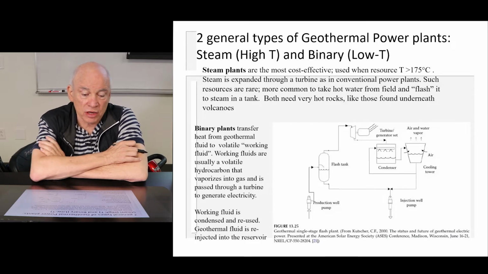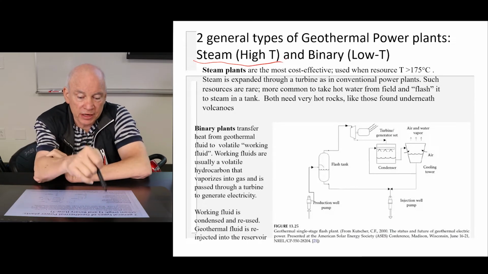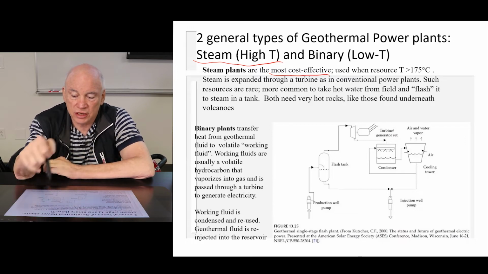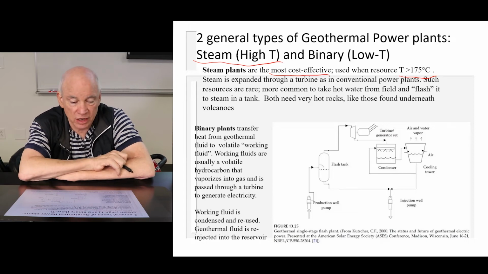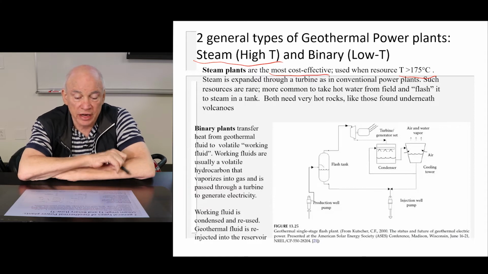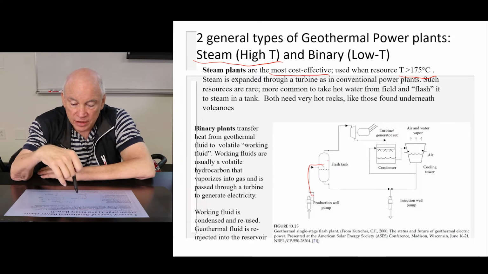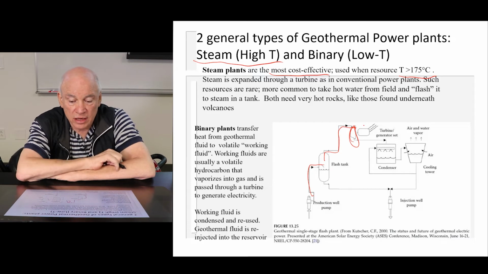electricity. The high temperature ones can be used for steam plants. Steam plants are the most cost effective. They're used when the resource is higher than 175 degrees centigrade, which is very hot water, since water boils at 100 degrees centigrade. This steam is generated and then expands through a turbine. So here's the production well, it comes into this tank, and then the steam is sent off to drive a turbine. This is basically similar to the way conventional power plants work.